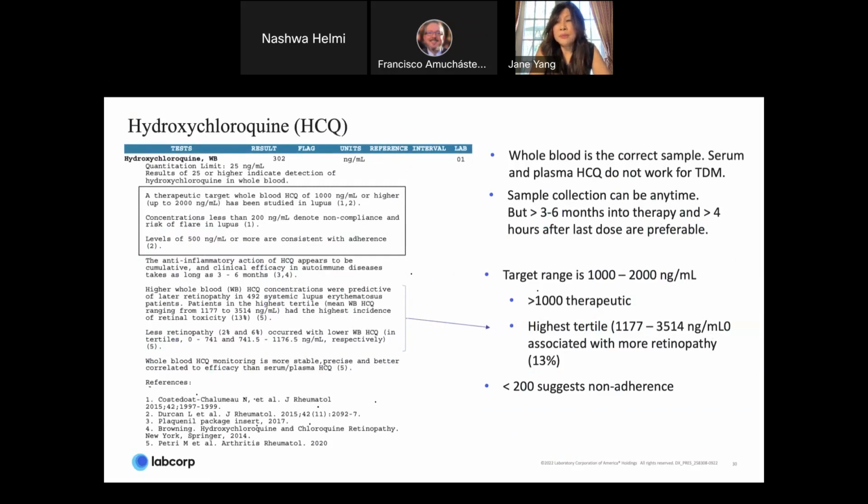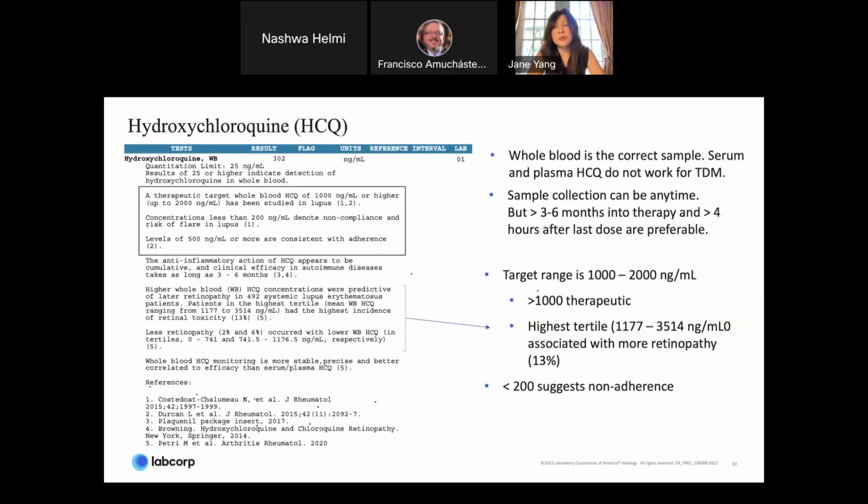So the sample can be collected at any time after steady state, which is about 6 months into regular dosing. There's also some PK data to suggest that drug levels are more representative of steady state if you can collect the blood at least 4 hours after the last dose.